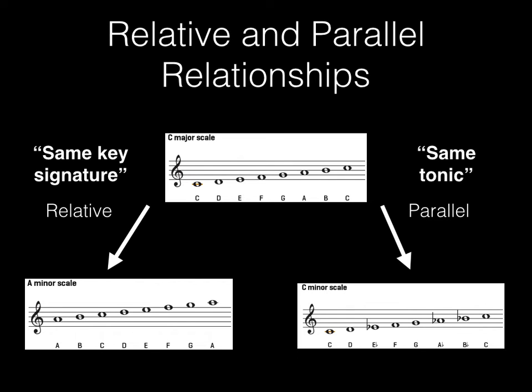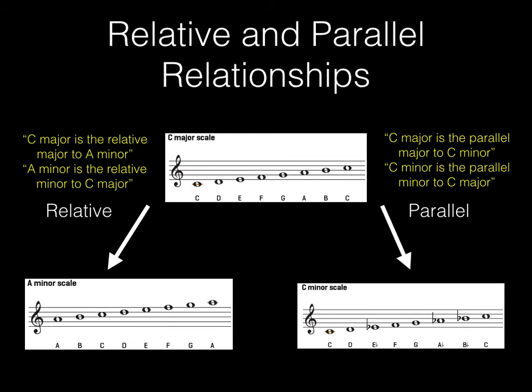On the other hand, relative means it has the same key signature. It uses the same sharps or flats. There's no sharps or flats in the C major scale, and so the A minor scale, the minor scale that uses no sharps or flats, is the relative minor. So A minor is the relative minor to C major, and C major is the relative major to A minor. C major is the parallel major to C minor, and C minor is the parallel minor to C major.